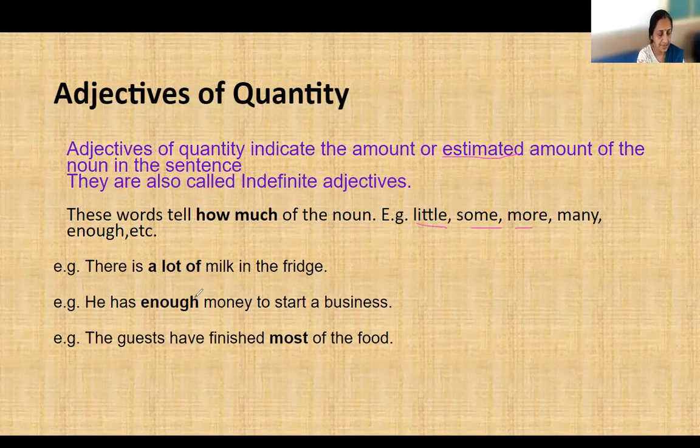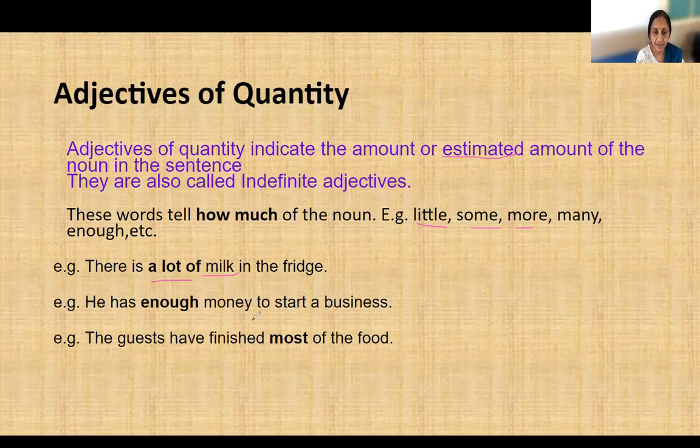So here in the examples given, there is a lot of milk in the fridge. Now, which is the noun in this? Milk. So how much of milk is there? A lot of milk. But they have not given whether it is a glass of milk. Is it 100 ml of milk? Okay, so the exact quantity is not mentioned.